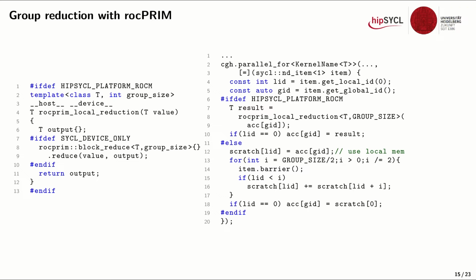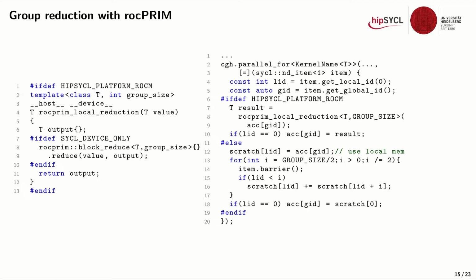To give you a more practical example, let's look at how this would look like if you want to do an optimized group reduction using rocPRIM with hipSYCL. So again, you would define your optimized function. In this case, I call it rocPRIM local reduction. That is defined if we are compiling for rocPRIM, so this is why it's in the ifdef hipSYCL platform rocPRIM. And then if we are in the device compilation pass, we just call the rocPRIM block reduce function and return this value.